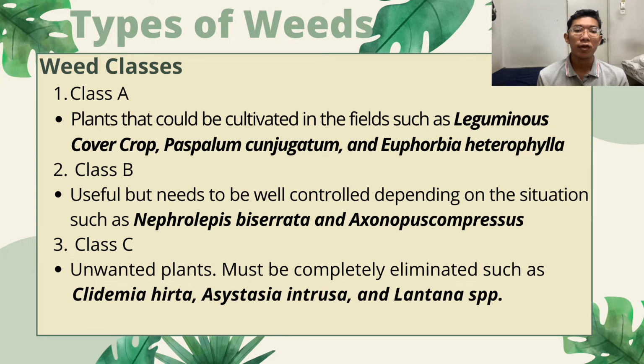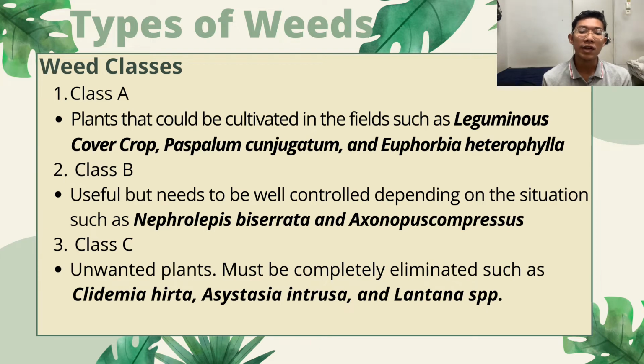Here are types of weeds. First class is class A, which is plants that could be cultivated in the field, such as leguminous cover crop, Paspalum conjugatum, and Euphorbia heterophylla.